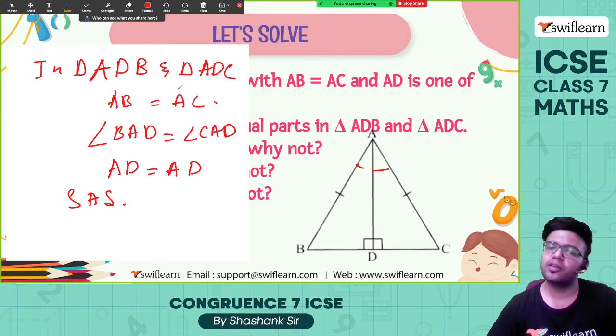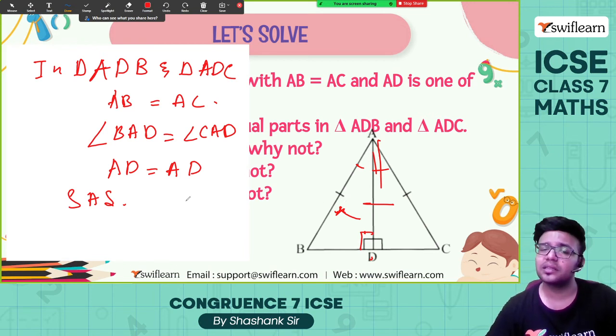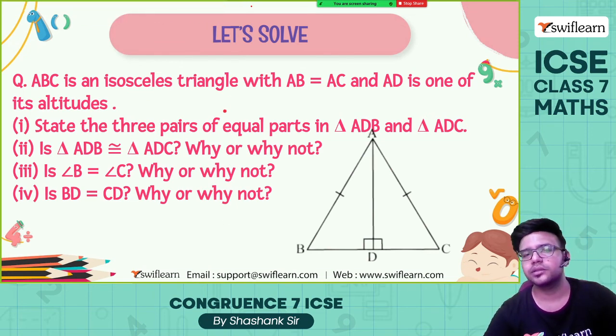Even we can use RHS: right angle, hypotenuse, and one of the sides. Even using that, we can say it is congruent. After proving it congruent, what is left? Angle B is equal to angle C, BD is equal to DC, because they are congruent. Yes, this can be proved like this.